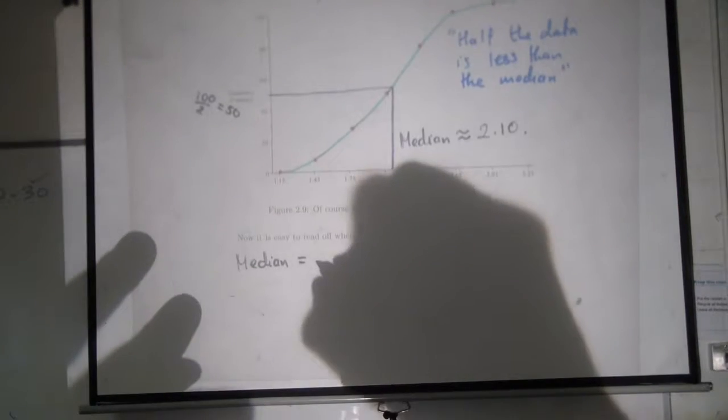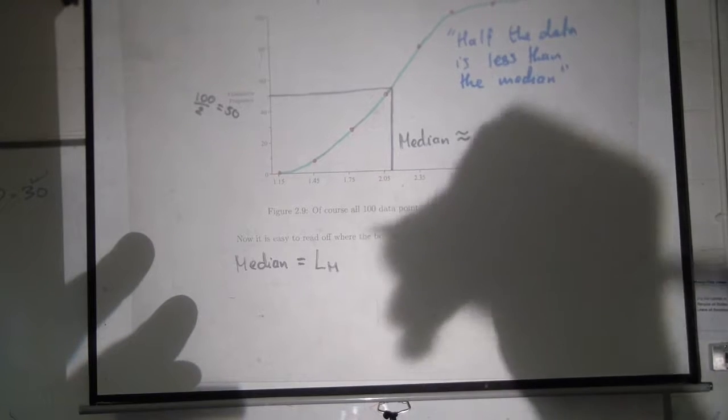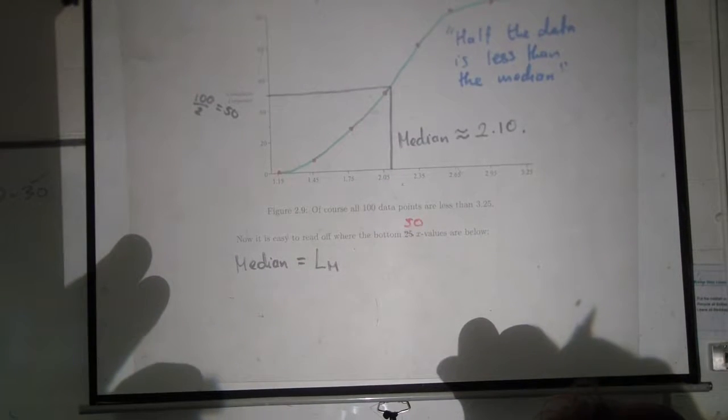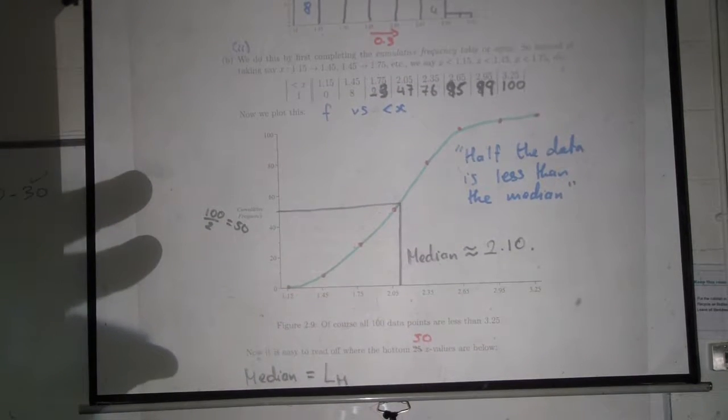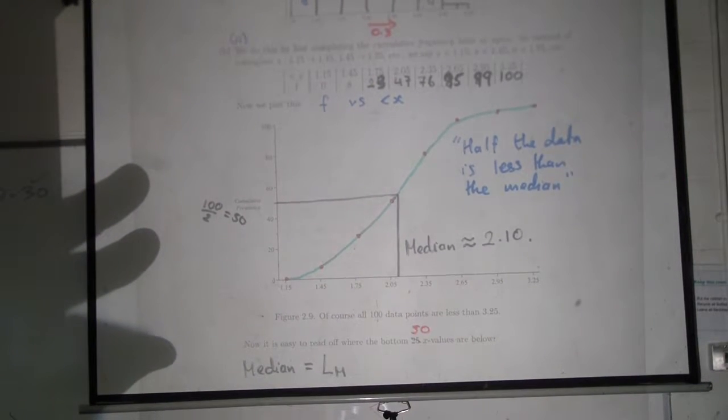So LM, now that used to be the lower or the left of the modal, now it means the lower or the left of the median. So if you look at the picture, actually in this case the LM for the mode coincides with the LM for the median. I'll explain that in a second.